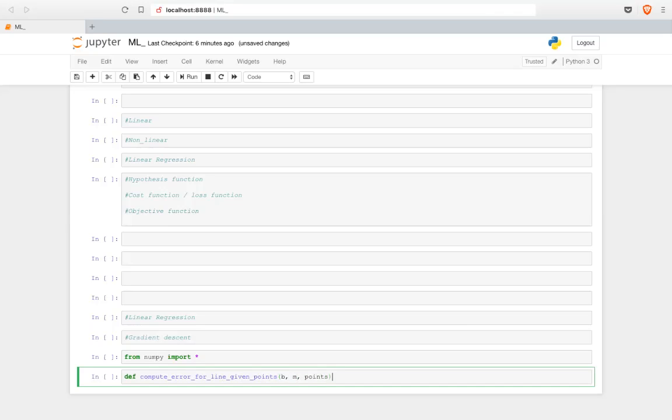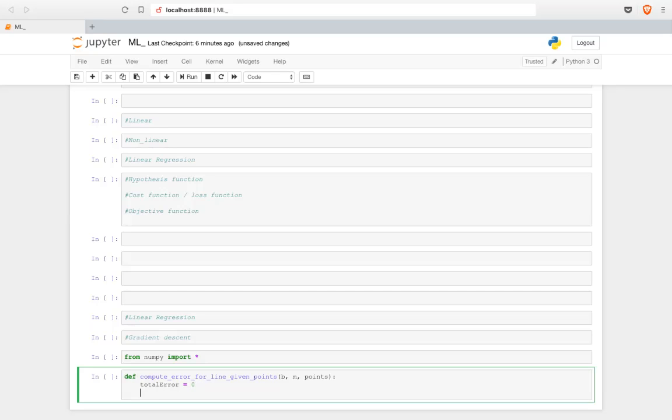I think this is a very standard Python function, nothing specific about it. What we are doing in this is looping through each point. We'll have our X and our Y values, and from those X and Y values we'll try to get the value of the error. So I'm getting my X.